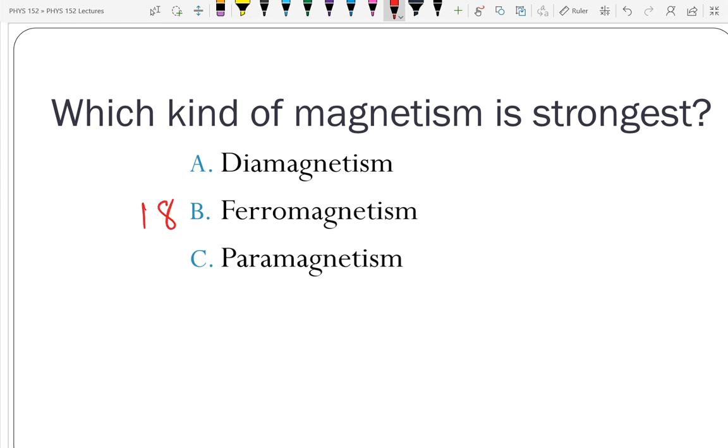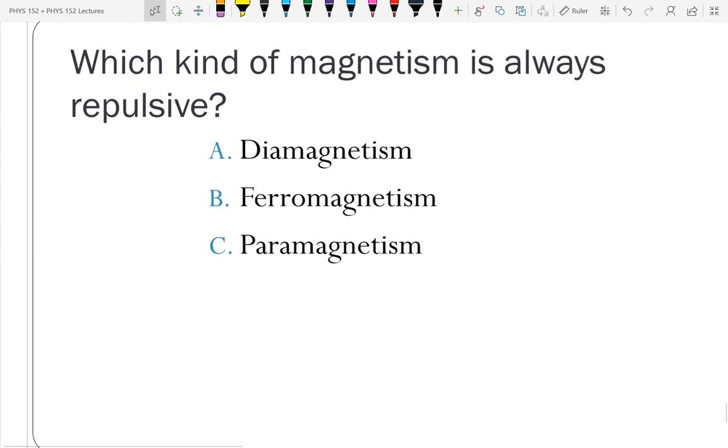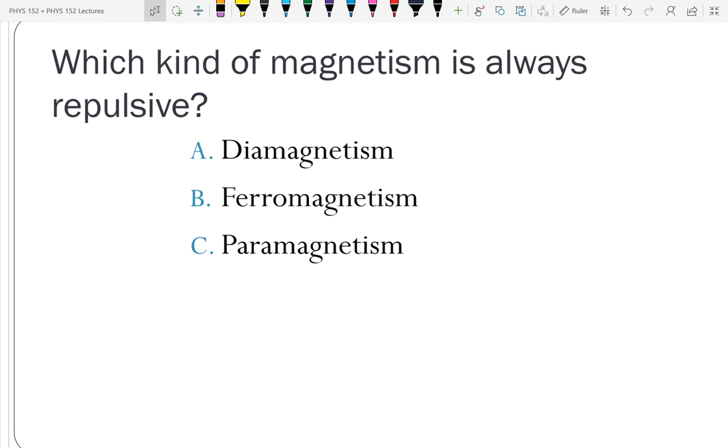And final question. Whoops, wrong way. Final question. What kind of magnetism is always repulsive? Okay, this one not as good on. It is the diamagnetism that is always repulsive. Paramagnetism is weak but attractive.